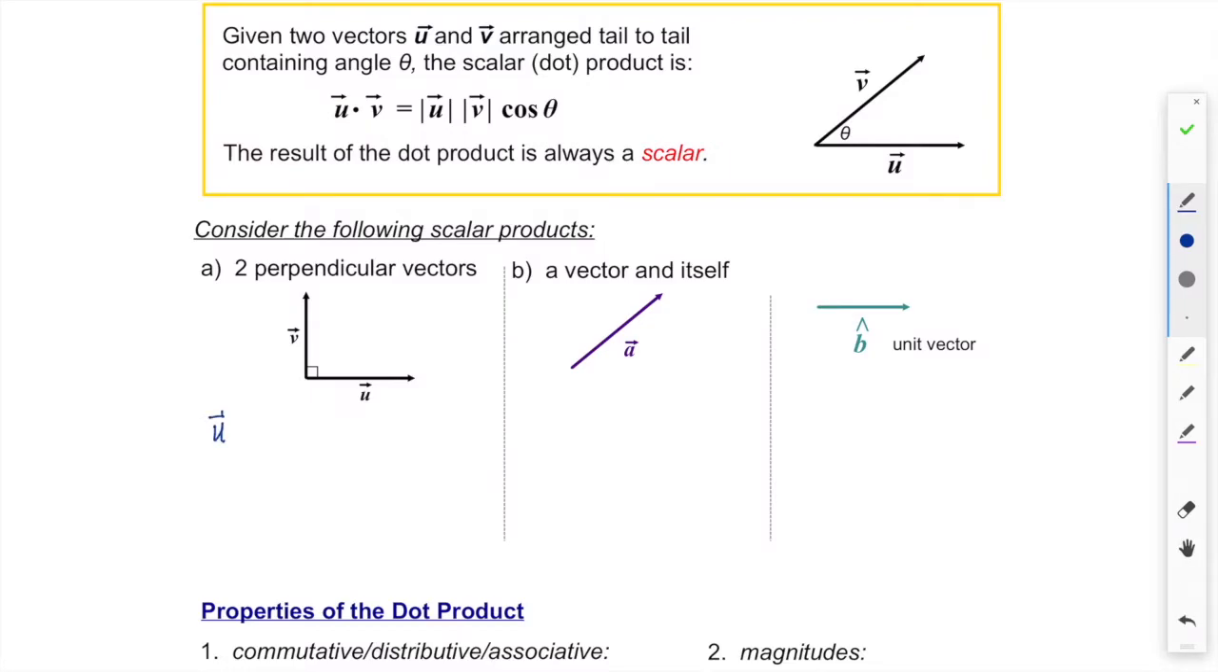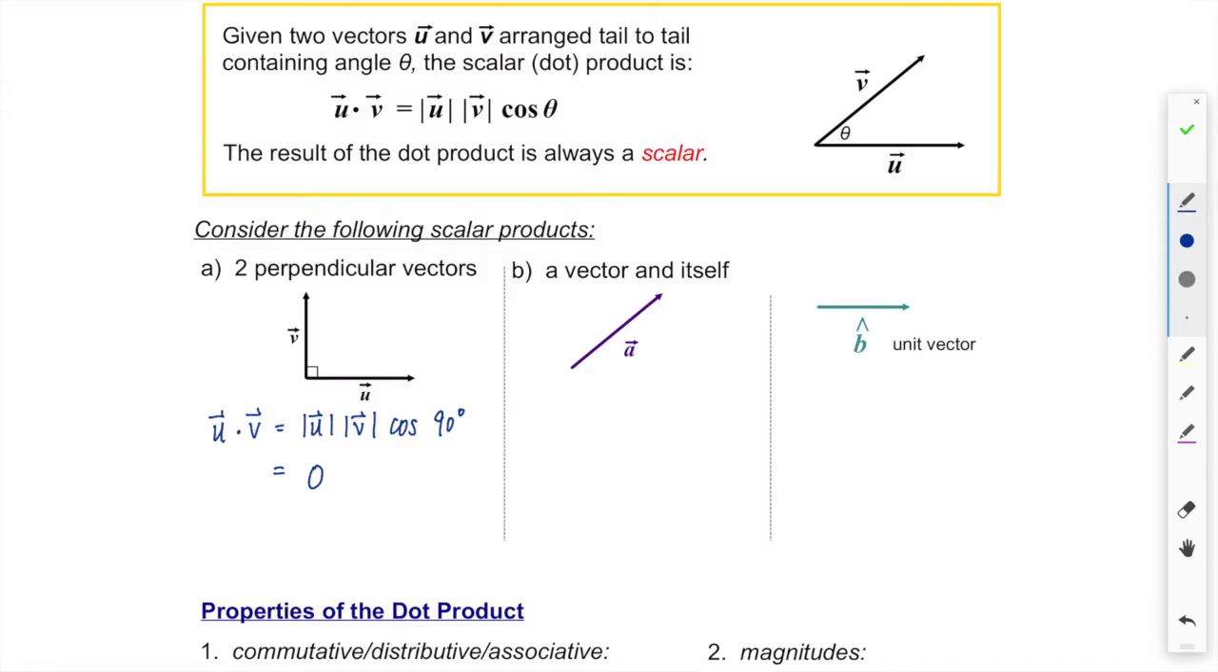So we can say that u dot v is equal to the magnitude of u times the magnitude of v cosine, in this case, 90 degrees or pi over 2. As you know, cosine 90 is equal to 0. This tells us that the dot product between two non-zero vectors that are perpendicular to each other must be 0. This is a useful property when we need to solve vector questions.